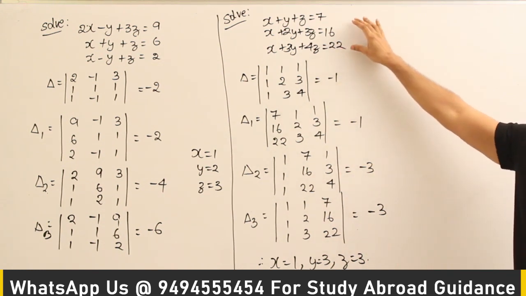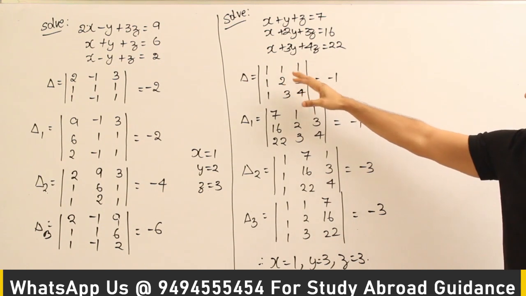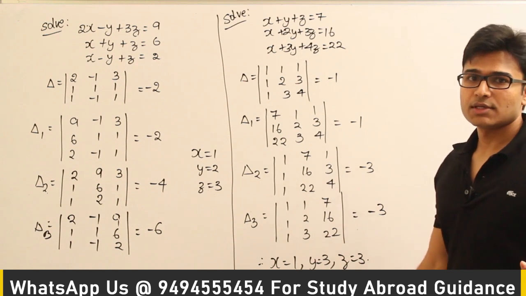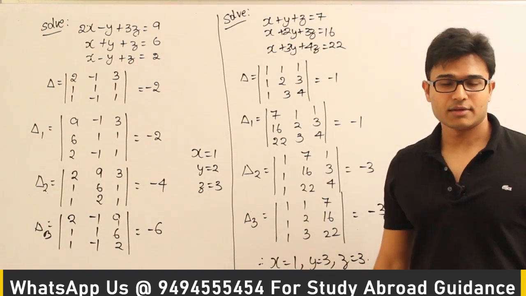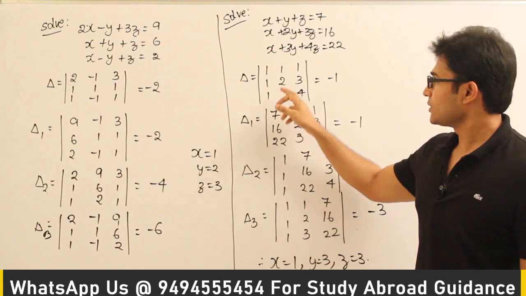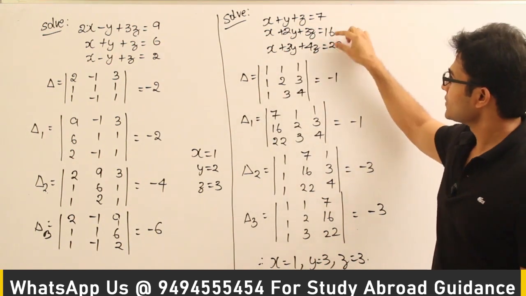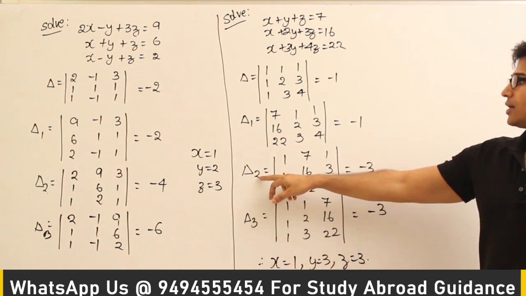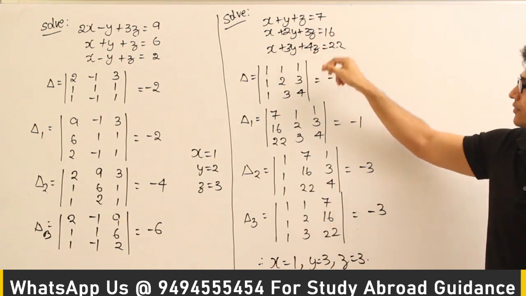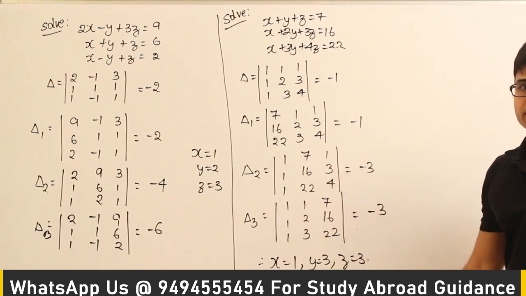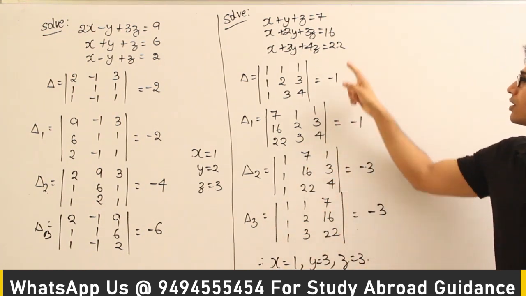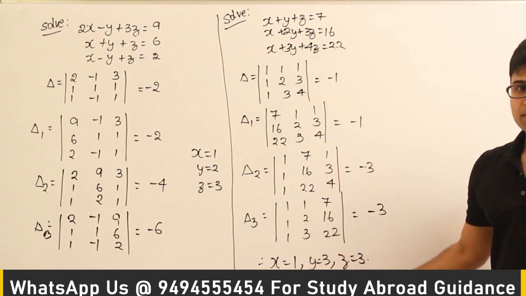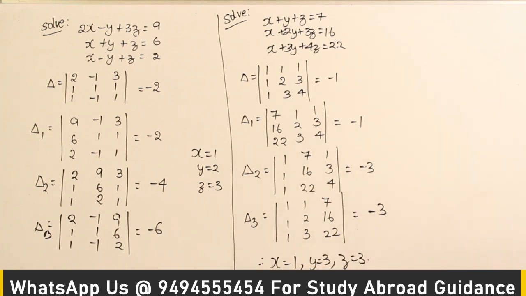Same way, find out the delta value. By taking the quotient, I found out the delta value is -1, which is not equal to 0. Therefore, I can use this in order to find delta 1, delta 2, delta 3. First, delta 1 is nothing but replace the first column with 7, 16 and 22, and the value is found out to be -1. Delta 2 is nothing but replace the second column with 7, 16 and 22, its value is -3. Delta 3 is nothing but replace the third column by 7, 16 and 22, its value is -3. Now we can find out x, y, z values. They are 1, 3 and 3.